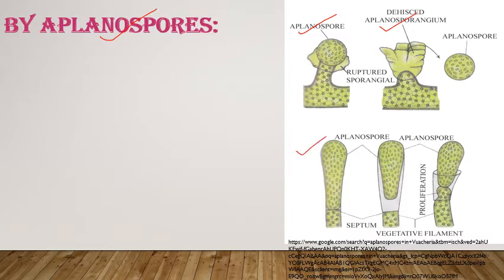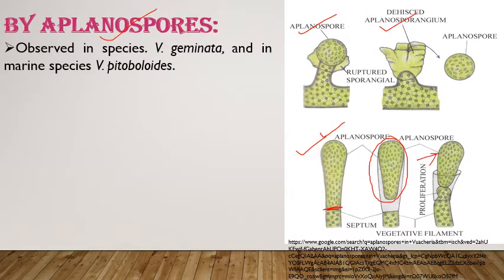Similarly, in a Vaucheria branch, the entire cell content gets shifted along with nuclei, chromatophores and cytoplasm, and gives rise to this club-shaped structure called the aplanosporangium. Then there is formation of septa, and after the septa form, partition occurs, and the entire content inside rounds off to form a single aplanospore. It is observed in some species of Vaucheria like germinata and in piloboloides.